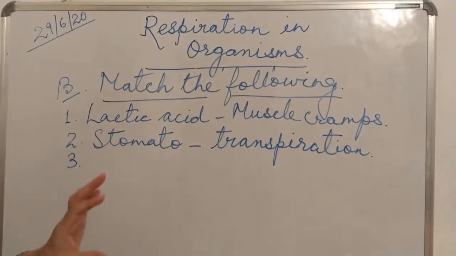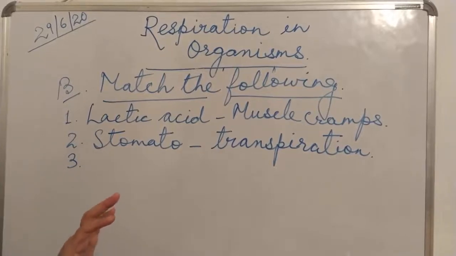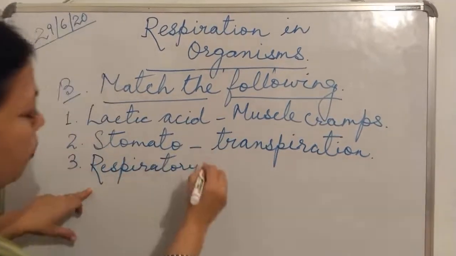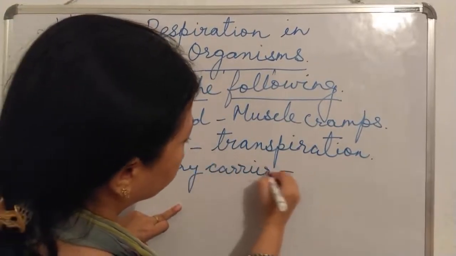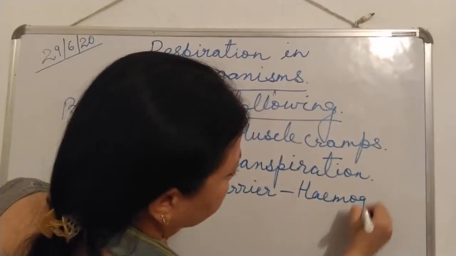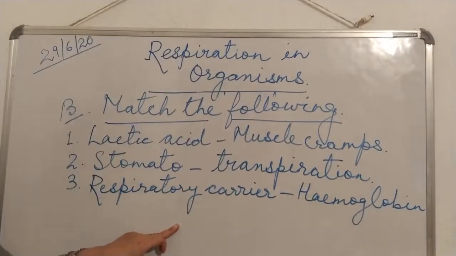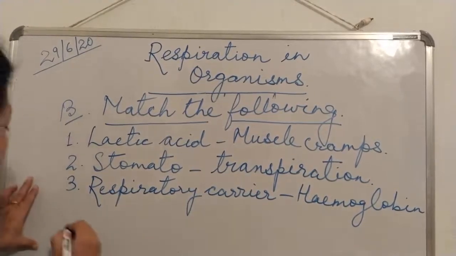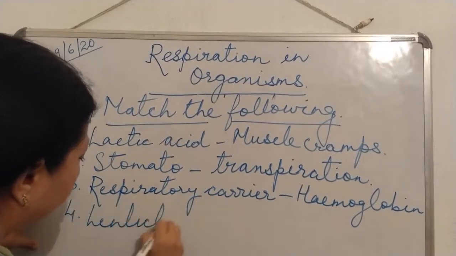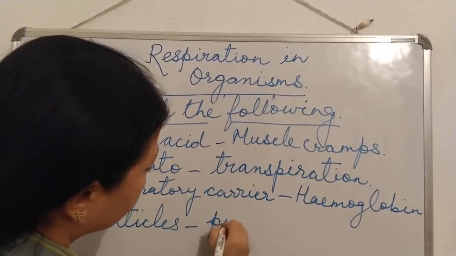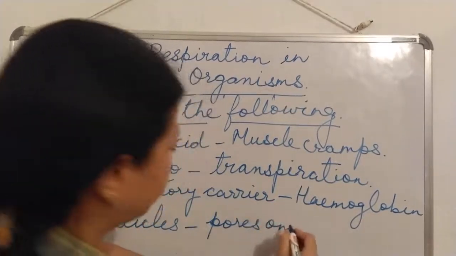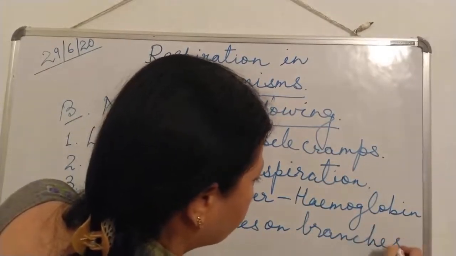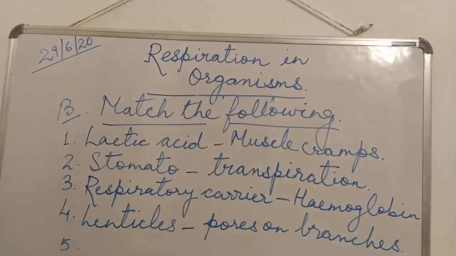Now, third is respiratory carrier. Respiratory carrier is hemoglobin. So we will match respiratory carrier with hemoglobin. Then fourth one is lenticels, pores on branches. Lenticels are the pores present on the branches through which the gaseous exchange takes place in case of branches. Now fifth and last is alcohol.